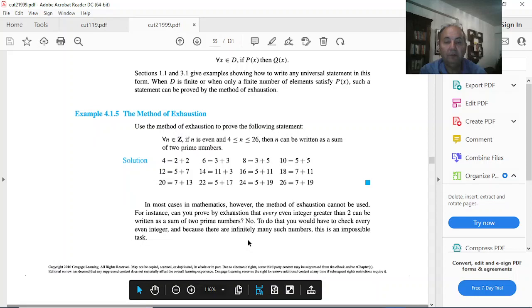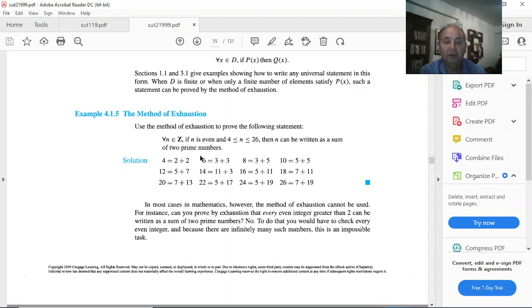Now one more example is 426. We can say if n is even, then n can be written as the sum of two prime numbers, as given here. You see that? Okay, this is easy because we have a limited number of equations here. We can add them up and check this interval. Okay, it's easy.